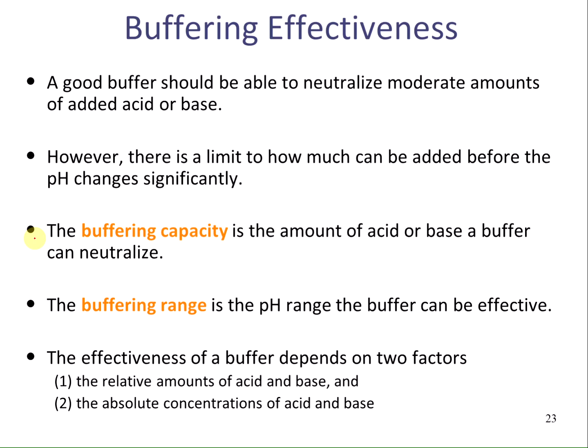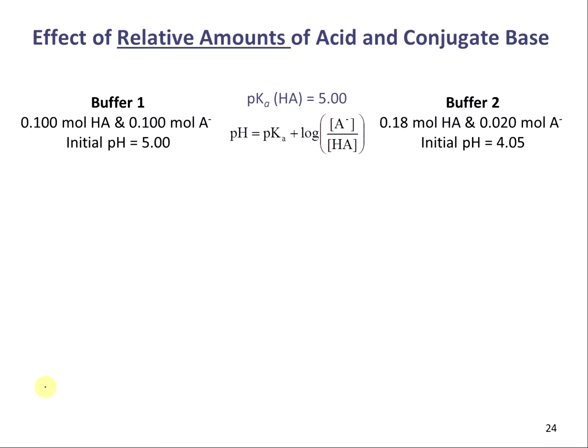The effectiveness of a buffer depends on two factors. The first is the relative amounts of acid and base, and the second is the absolute concentrations of acid and base. So we're going to look at the first situation, the effect of the relative amounts of acid and conjugate base.